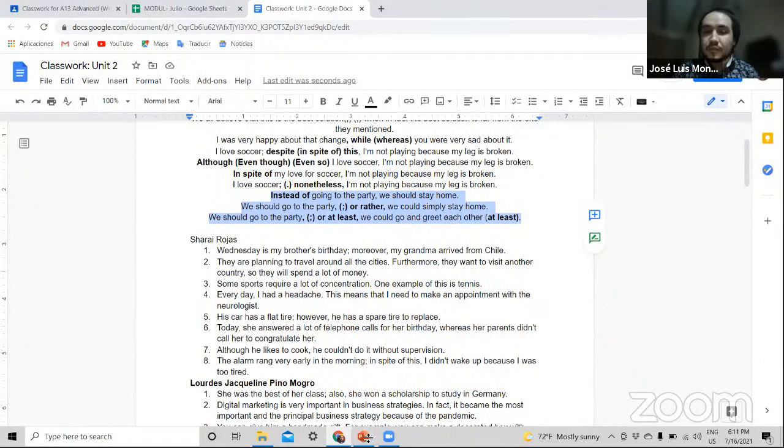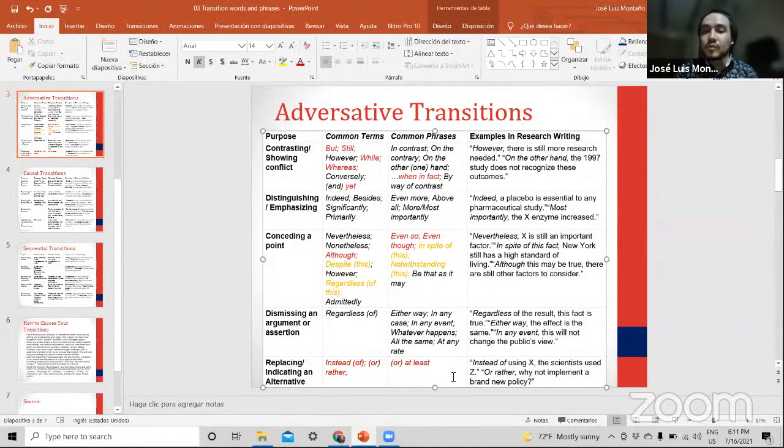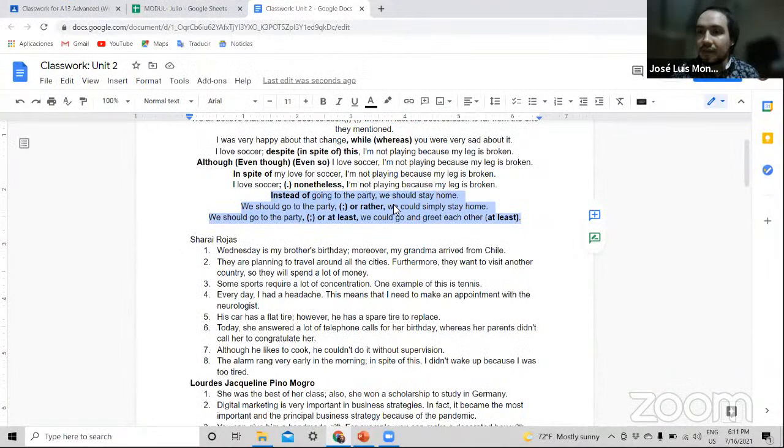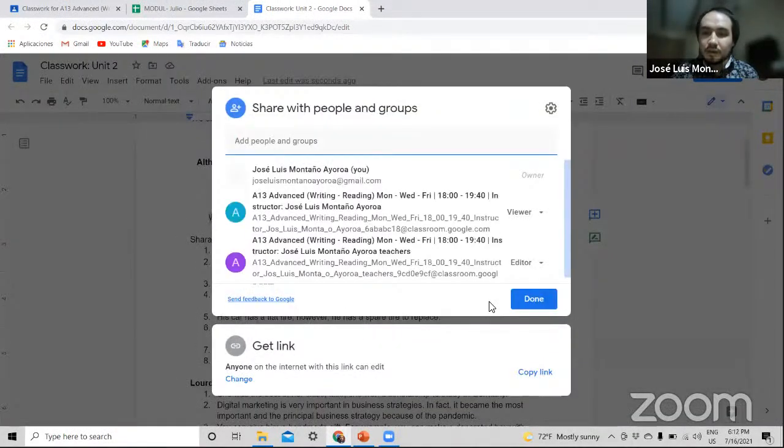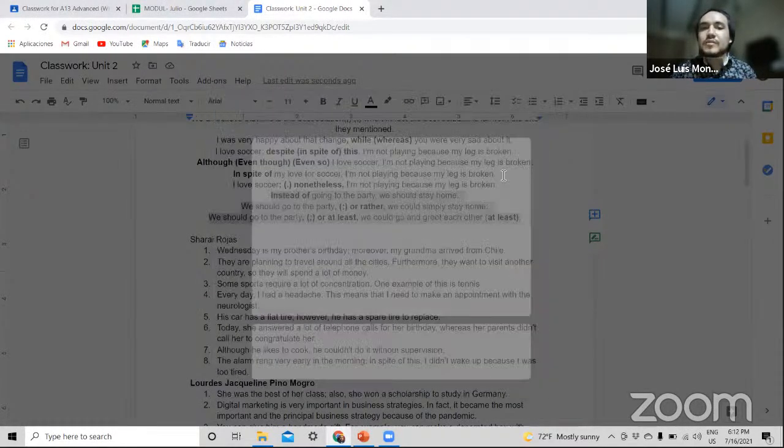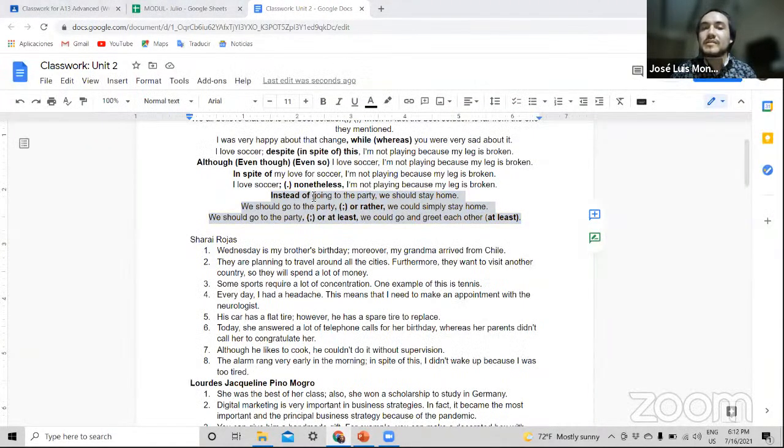You have the examples over here and the words also, but you can use the examples that I wrote in the file as well. Please, you should have access to the file already, but again, just in case, I'm copying and pasting this one more time. So it's in the chat. Okay, so go there, please, and let's write two examples working with instead of, or rather, or you can use at least.